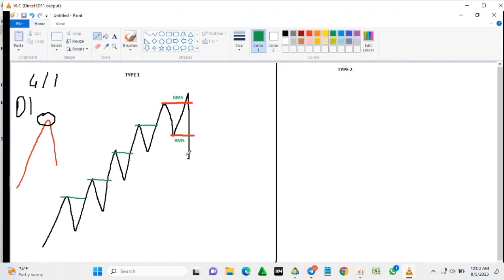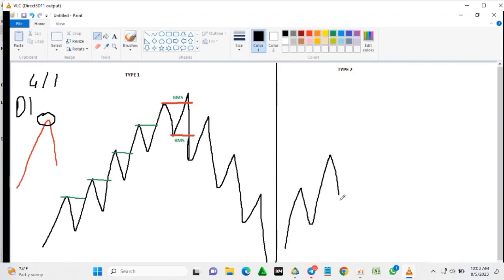And this becomes lower low, lower high, lower low, lower high, lower low, lower high. That's the downtrend. Type 2: higher high, higher low, higher high, higher low, higher high, higher low. No new high. There is no new high here. Break of structure to the downside.